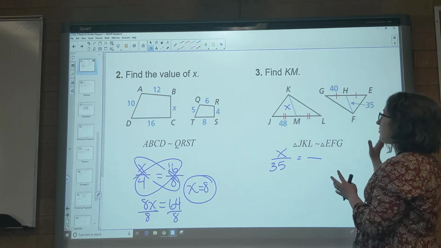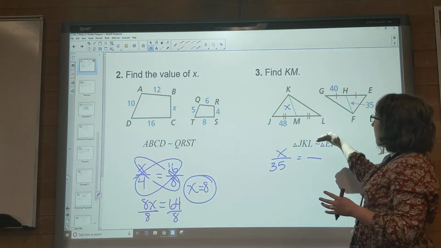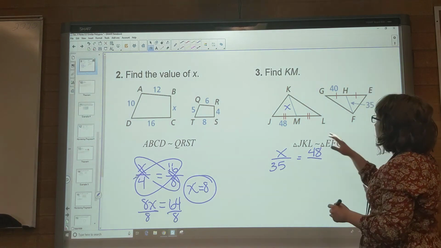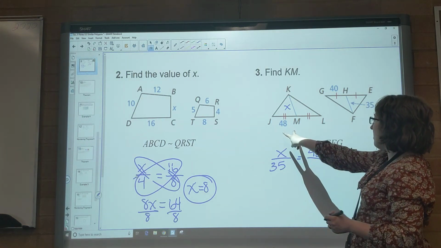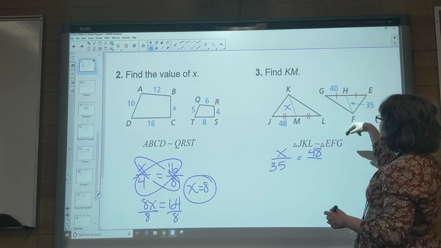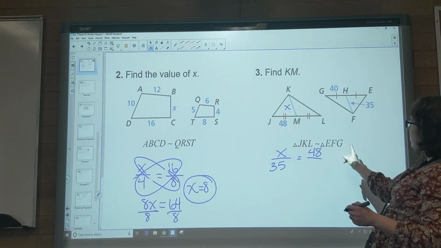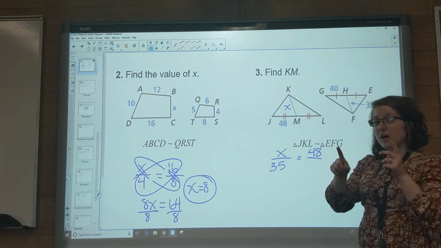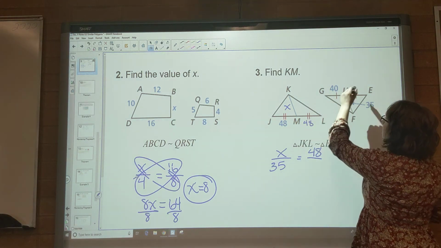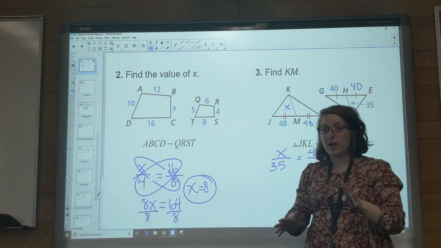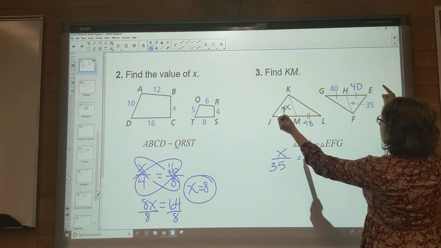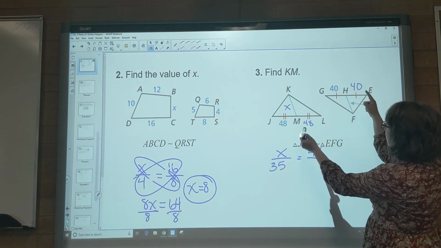Then I started with JKL, so I'm going to go back to JKL for my top number, and the only number that I can pick is 48. So I'm going to pick 48, and then go to my other picture. Now, this was JM, which was not listed, so it's from J, the vertex, to the middle. On the other side, G does not match with J, but because that median cuts that side exactly in half, we know this is 48, and we know this is 40. In this case, it's okay because I can still use the number 40 because they're exactly the same. So J matches with E, so it's from J to M, which is the middle, and then E to H, which is the middle of this picture.